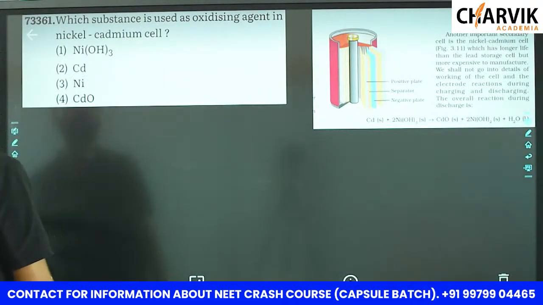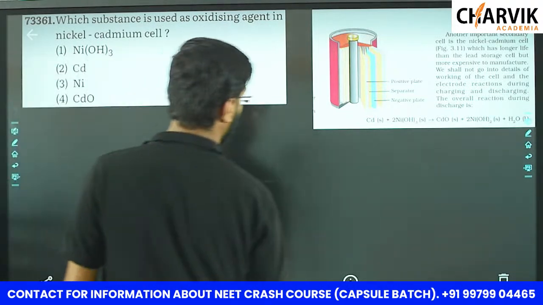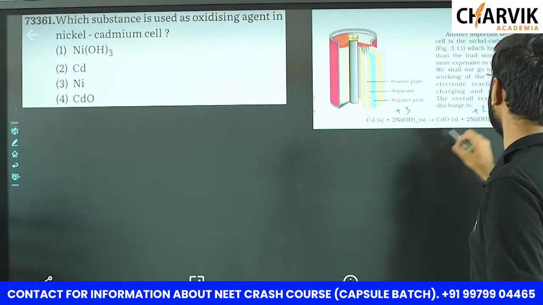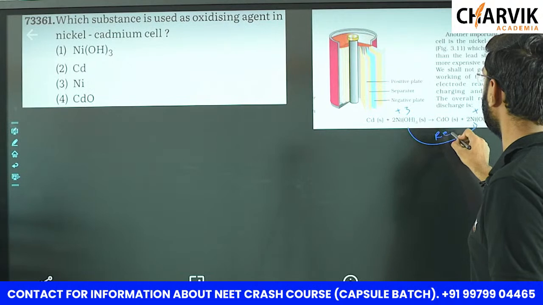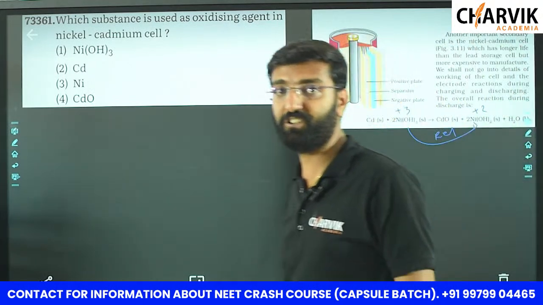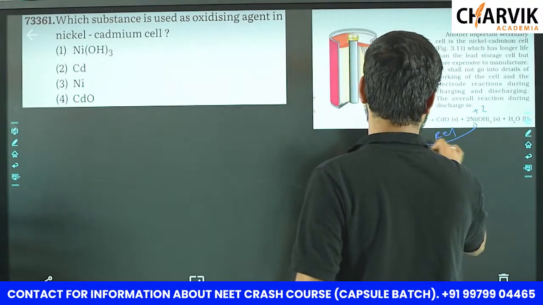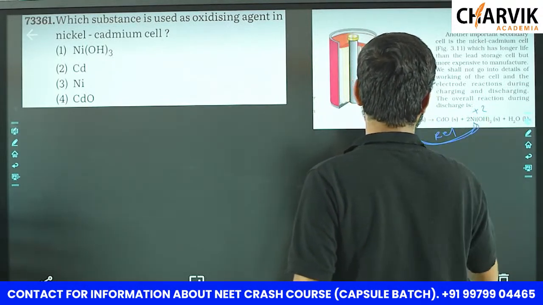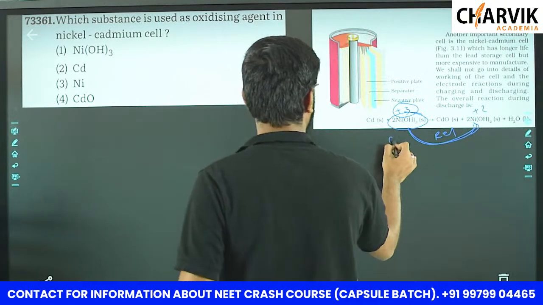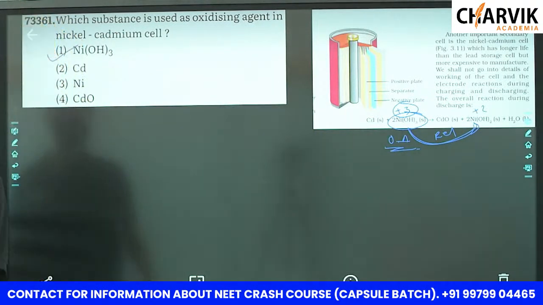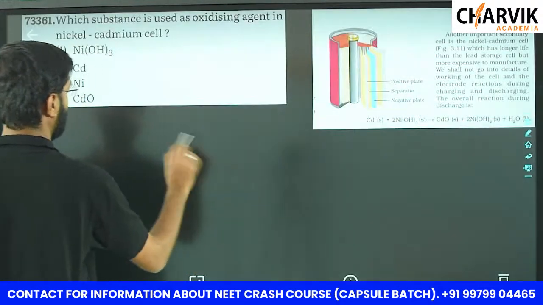Which substance is used as oxidizing agent? Now you can see nickel is +3 and here +2. So reduction reaction is taking place. Here nickel gets reduced, so Ni(OH)3 is the oxidizing agent. So your correct option is first. Done. Simple question from NCERT.